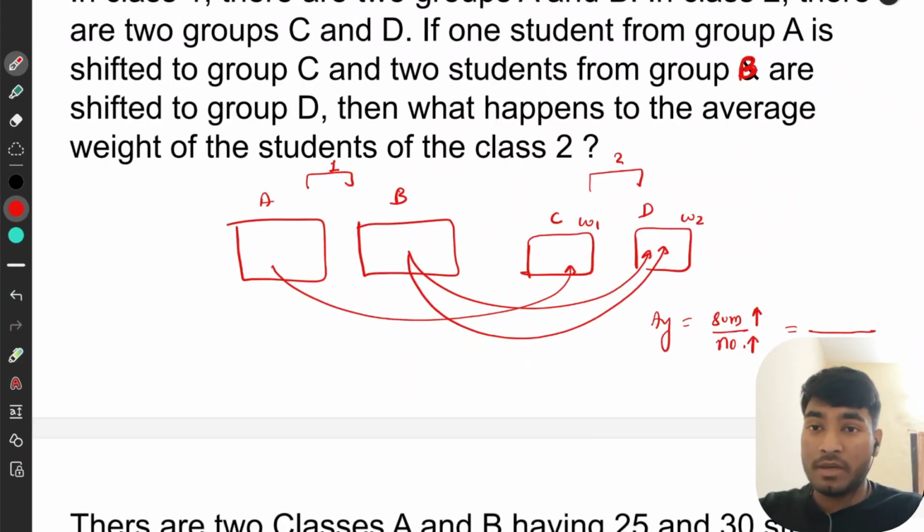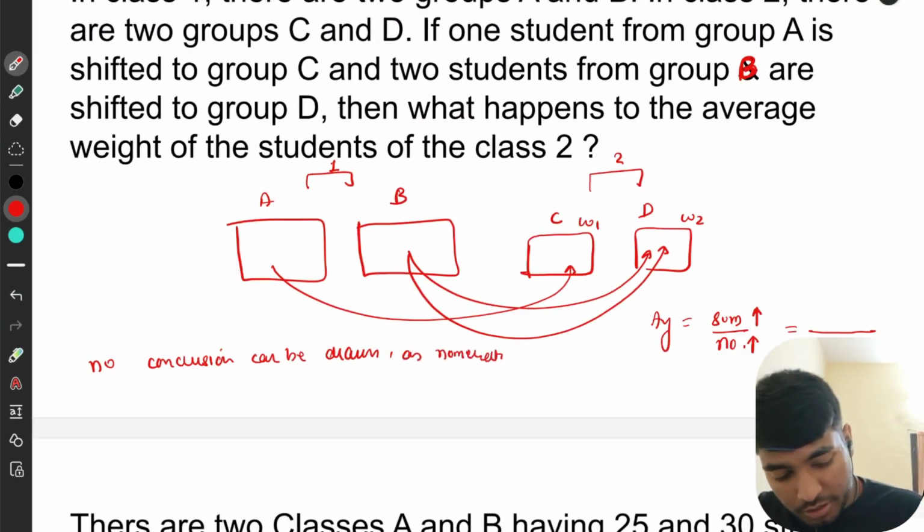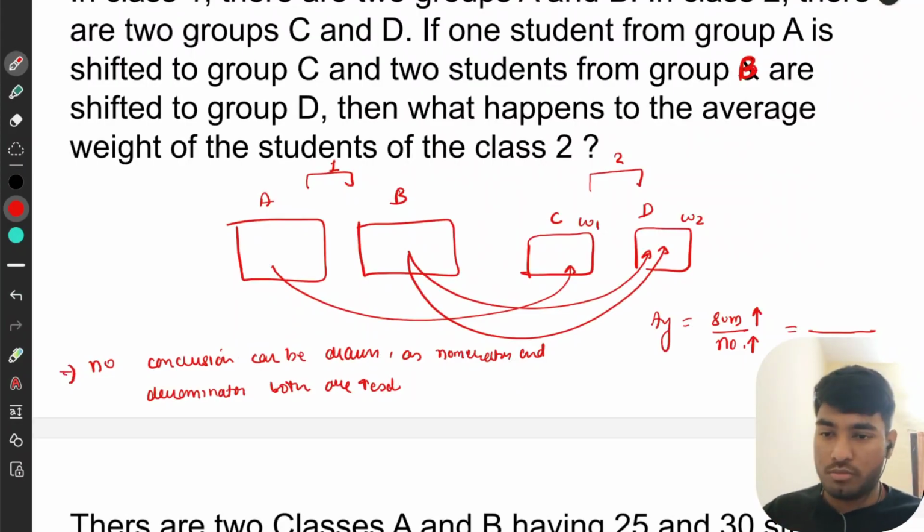Until and unless I have given a numerical value here, there must be some numerical value given. So I can say that no conclusion can be drawn. As the numerator and denominator are both increased, since both of them are increased, I can't comment anything on the average value.